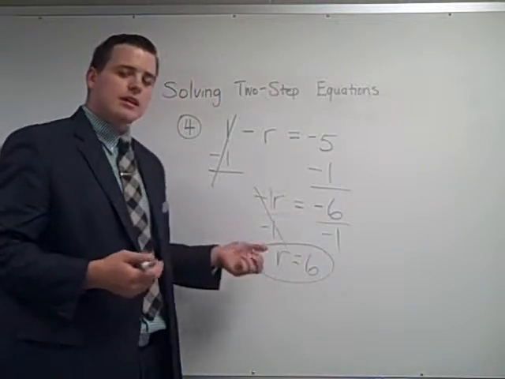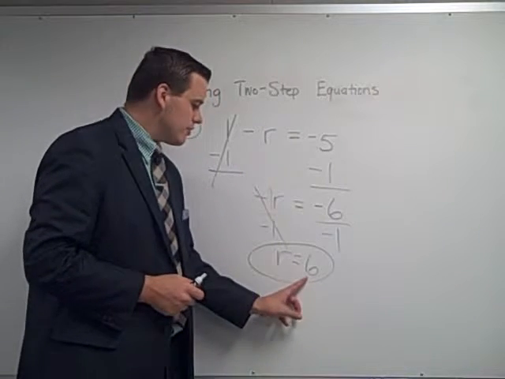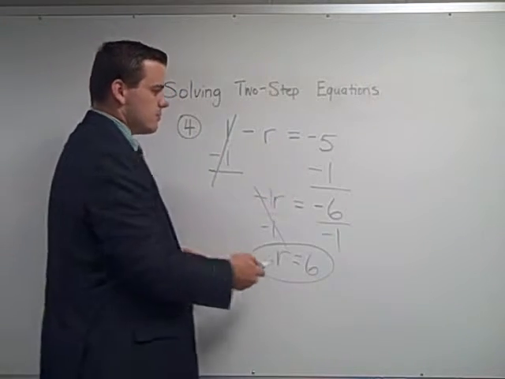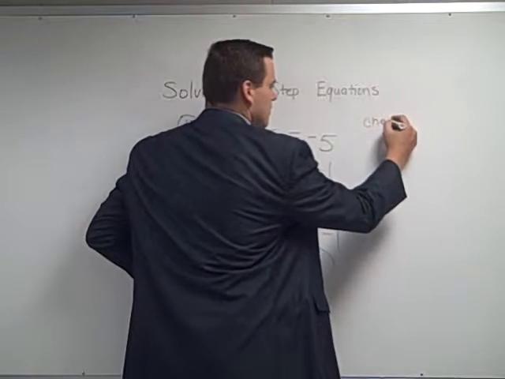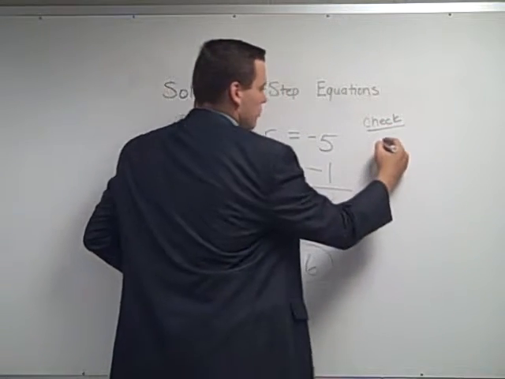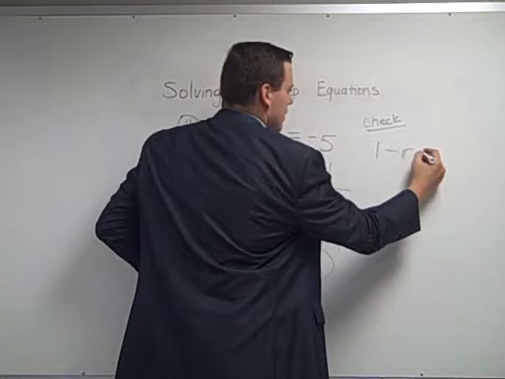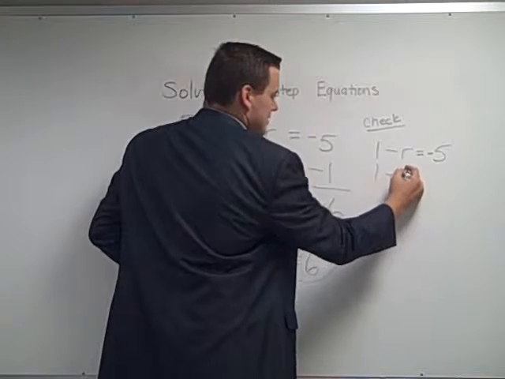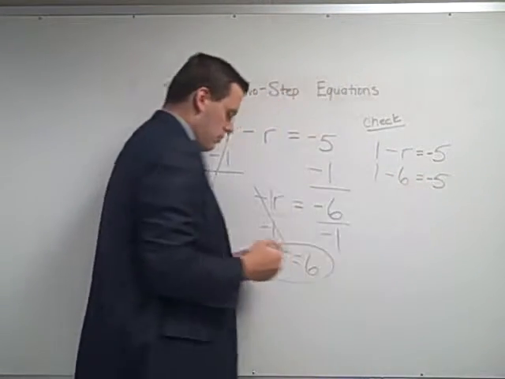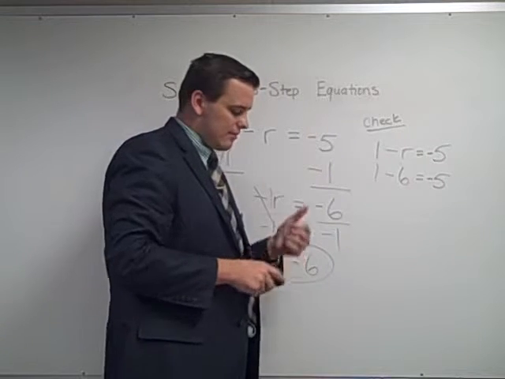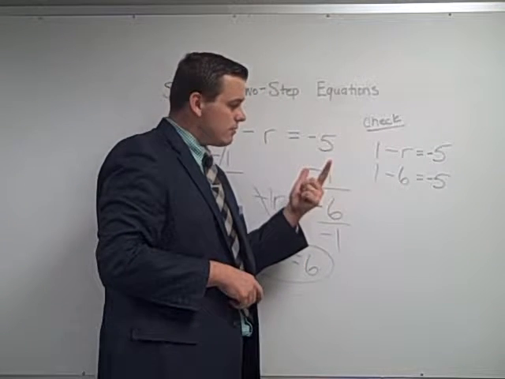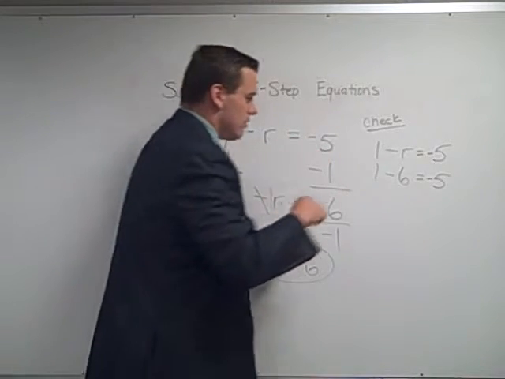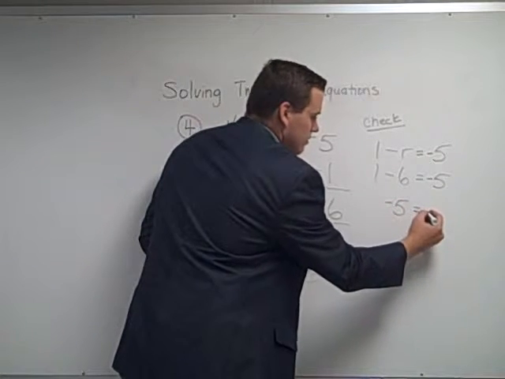And if I wanted to check this answer, I can simply substitute the solution that I found for r back into the equation. So I'm going to check this. I'm going to say 1 minus r equals -5, and I want to substitute 6 into r. So 1 minus 6 is equal to negative 5. If I'm at 1 and I subtract 6, I have 0, negative 1, negative 2, negative 3, negative 4, and negative 5. And that's 6. So negative 5 is equal to negative 5.